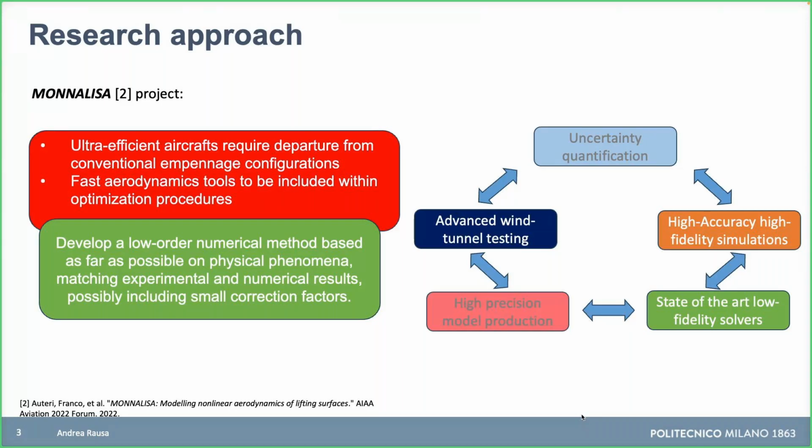So to do this, five main subjects have been interconnected. There are uncertainty quantification and high-precision model production, which I'm not going to talk about here, but the main ones are advanced wind tunnel testing, accurate simulations, and state-of-the-art low-fidelity solvers. So this is what built the multi-fidelity numerical-experimental database.